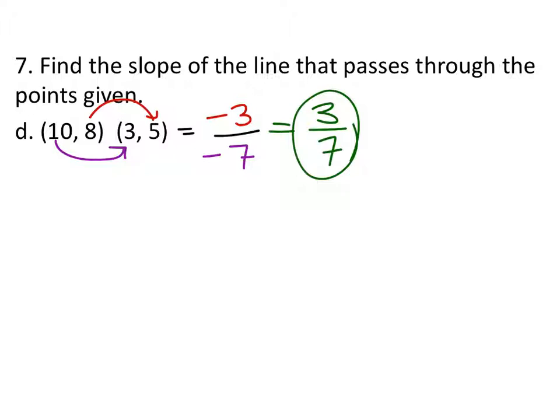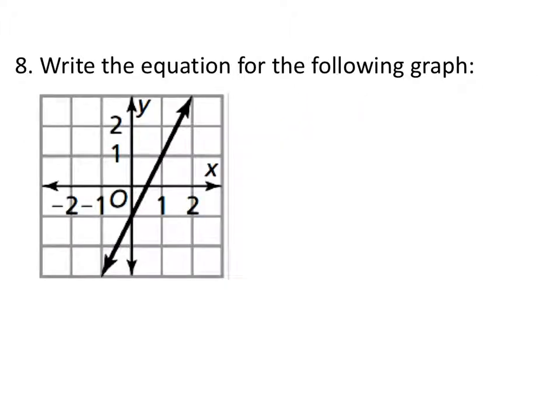Now the key to this method is knowing that you have to connect the y values above, because that's the rise, and the x values beneath, because that is the run. Number 8, write the equation for this graph. Alright. Well, the equation should be y equals the slope times the x plus the y-intercept. And we will start with the slope, even though the y-intercept can be seen clearly from this picture.